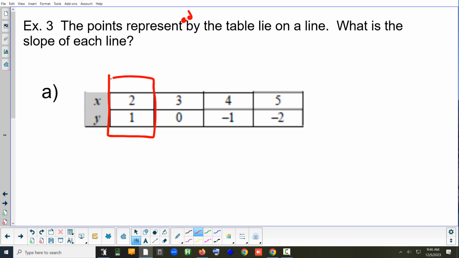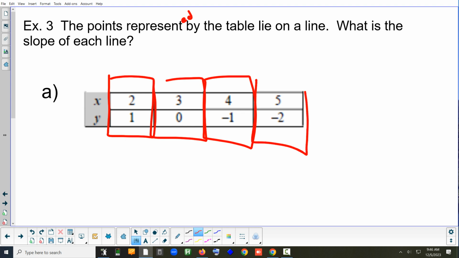So this is a point. That's another point. That's another point. That's another point. How many points did they give me in that table? 4. They gave me 4. You don't need all 4. You only need 2. Which 2? Any 2 you want. So let's call this point 1, 2, 3, and 4. Which 2 do you want to use to find the slope?